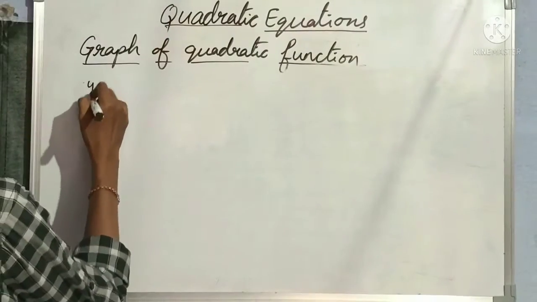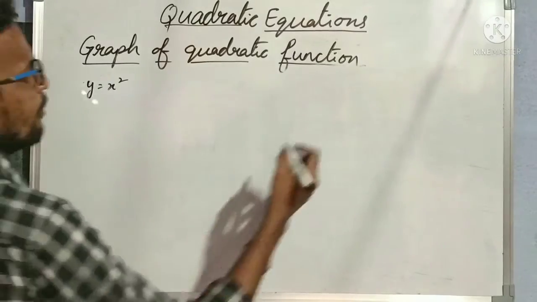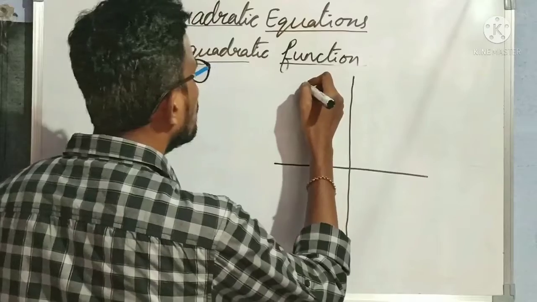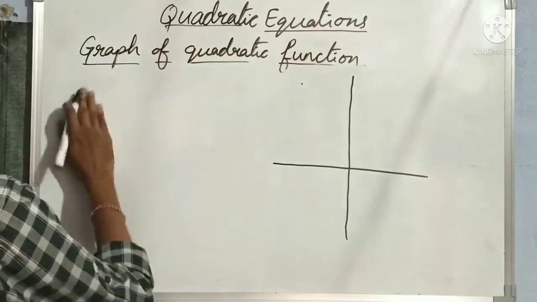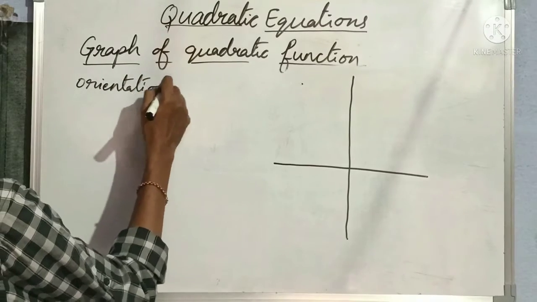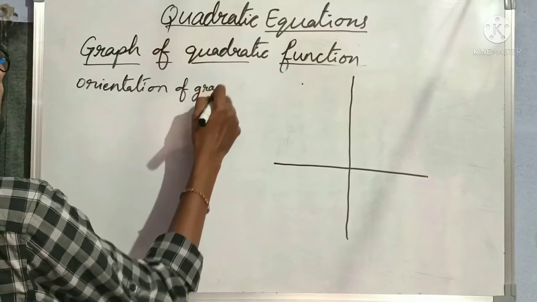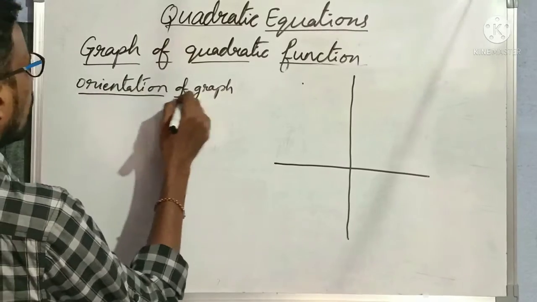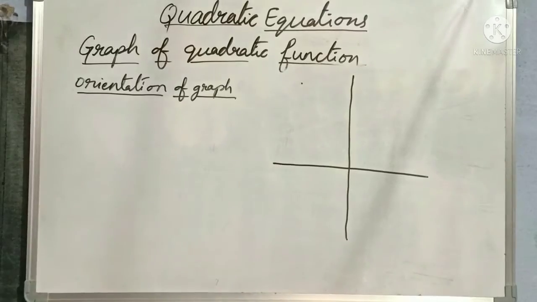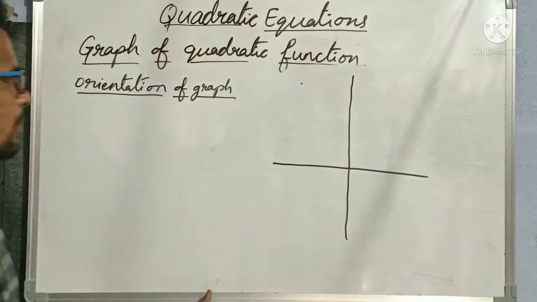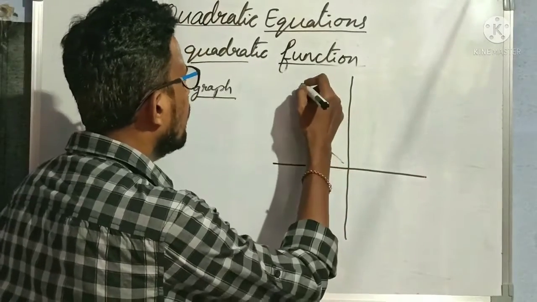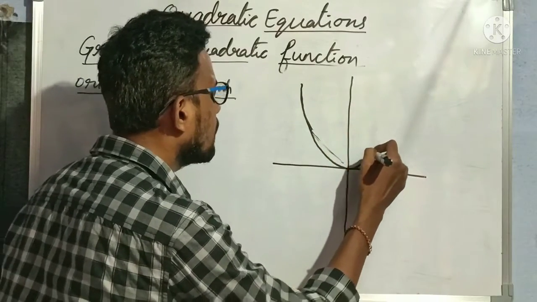So if y is equal to x square is our graph, then what we are discussing now is the orientation of our graph. What is the meaning of orientation? It means in which direction our graph will be. That is given by our orientation. So when I take y is equal to x square, then my graph will be upwards like this.